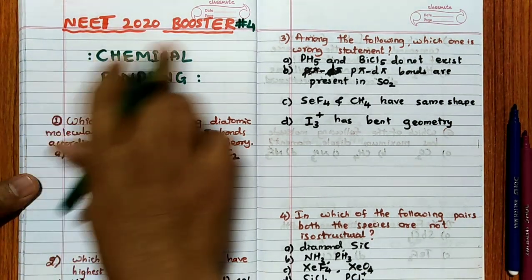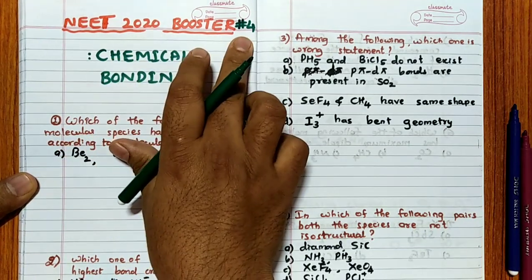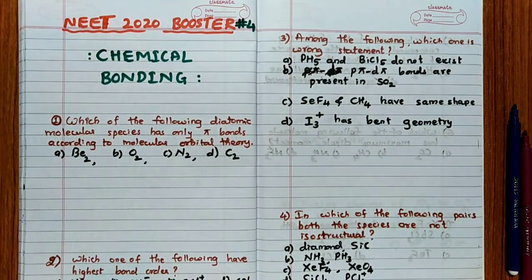In today's NEET Booster 2020, number 4, I am going to discuss the chemical bonding chapter. Already I have solved some more questions in the COMEDK part and also in the KCET part. You can go through those videos also. Definitely it will help you in the NEET exam also. And in the next video, I am going to explain the same chapter for JEE also.